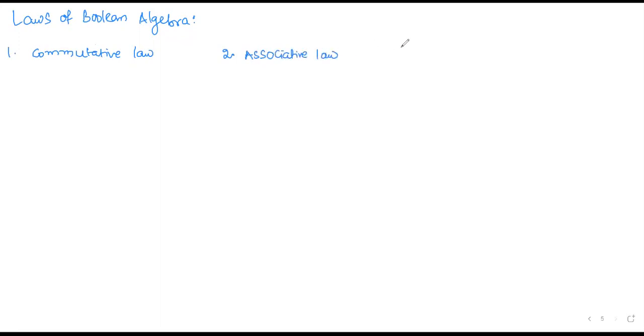Next, laws of Boolean algebra. Now, we have three laws. One is the commutative law. Second one, associative law. Third one, distributive law.